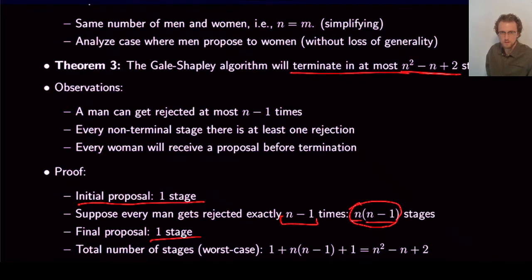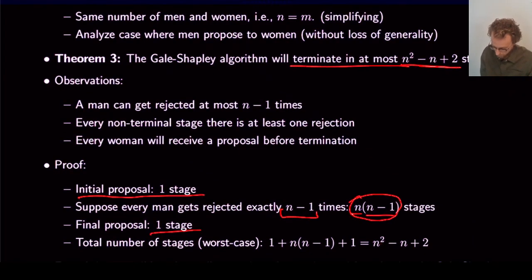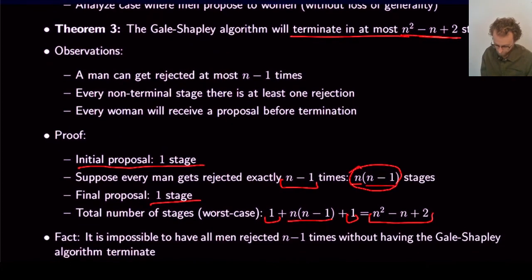So that the terminal stage has proposals but no rejections, so that they weren't counted in the first. So what's the total number of stages in this kind of worst case? Well, just do the math, right? One for the first stage, one for the last stage, one for these intermediate stages, and you end up with n squared minus n plus 2. Okay, so there you go. That's the largest possible number of stages you could have.